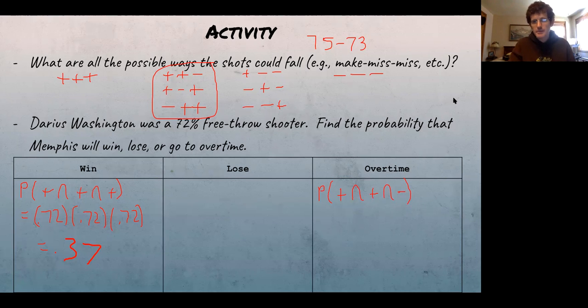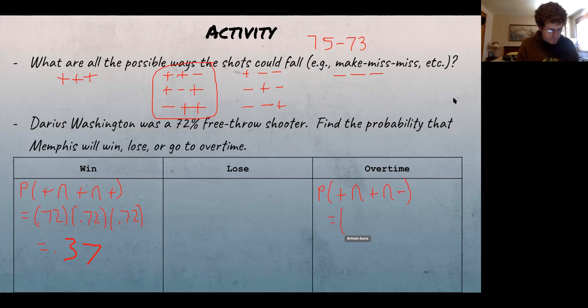Oh, these are all independent trials. And remember, we're talking about Bernoulli trials. So this means this is binary: either he makes it or he misses. We're going to assume that these are independent for our purposes, and that he has the same probability of 72% each time. So if I do this, what am I multiplying together?